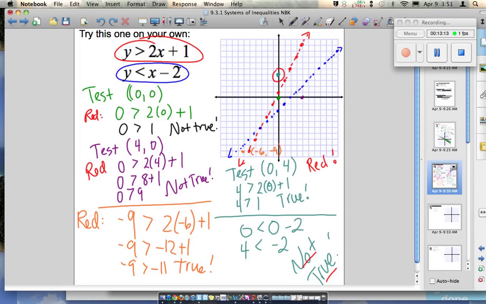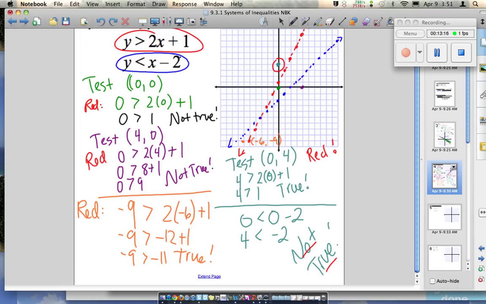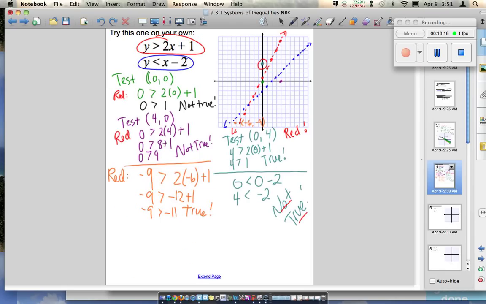Finally, it works there. But remember, it has to work for both. So that's great. That's wonderful. But I have to test it for blue as well. So I'm going to test it for the blue line, and I'm going to plug in, remember it was -9 for y and -6 for x. So remember, I'm using the equation that you see up here, and I'm plugging in the point. I'm testing if it works. And I see it says -9 less than -8. Yes, it's true. So this is a true statement.